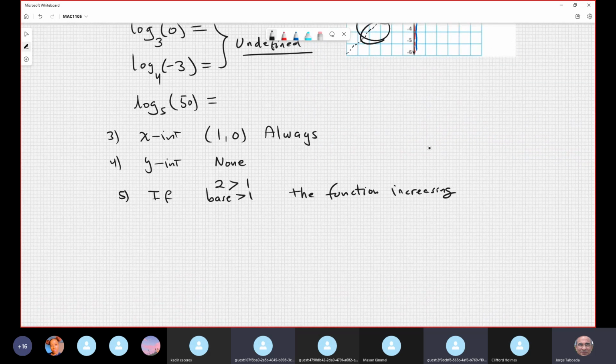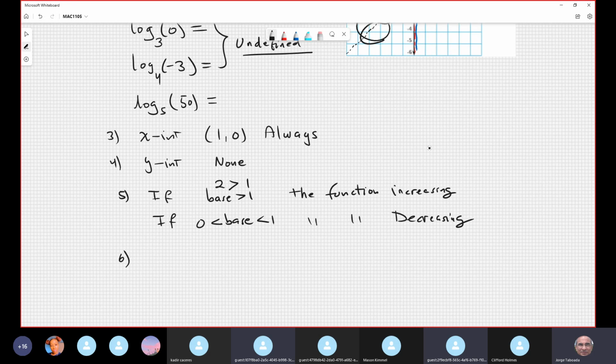However, I want to prove in a few minutes that if the base is between 0 and 1, remember the base is never negative, the function is decreasing. And you will see this more clearly now. Okay, so now, a super important point. Well, number 5 is clear.